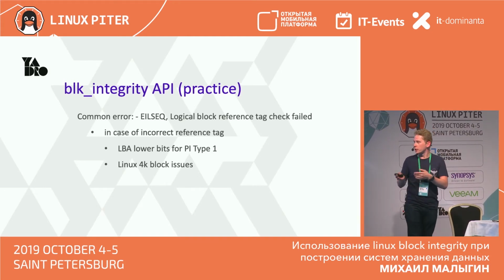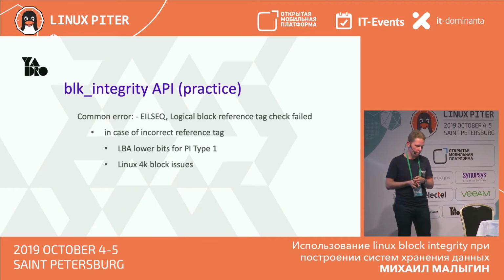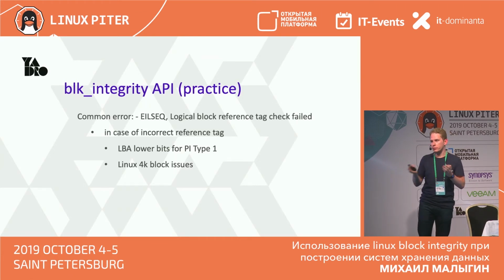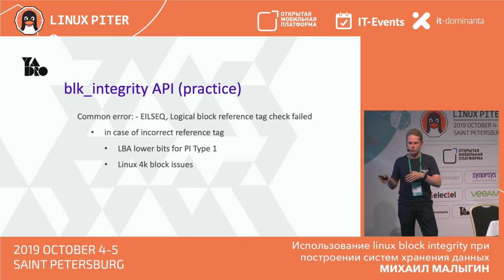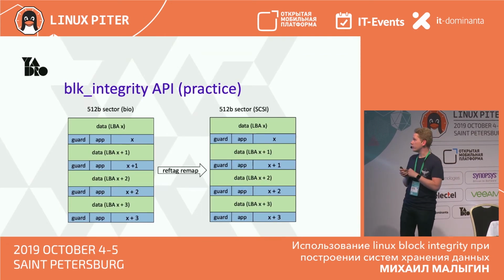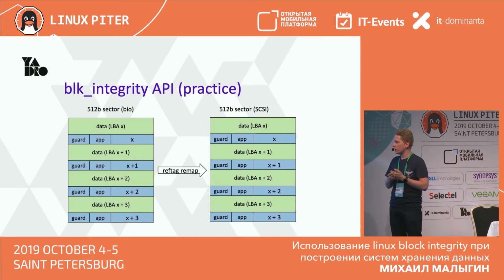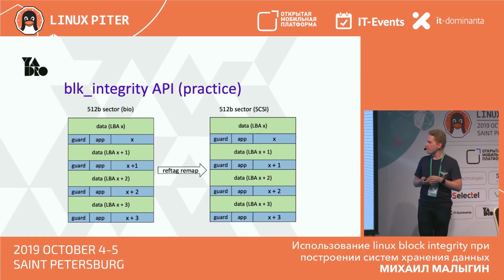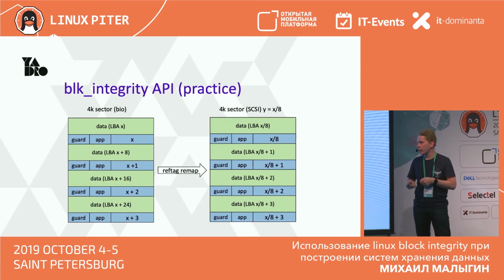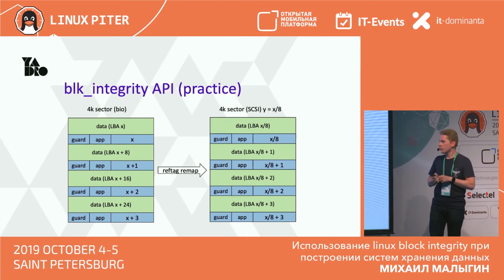As to good sense, for each LBA, in each block, we write the lower bits of the LBA with a 4 kilobyte block. Interesting: in Linux, the block is always 512 bytes, and everything is counted in these sectors. This looks as follows. When we have a sector of 512 bytes, we put the data and write the LBA and reference tag. When it falls to SCSI, there is the same situation. In the 4 kilobyte sector, the situation is different because the LBA for each block increases by 8, and the ref tag should increase by 1.